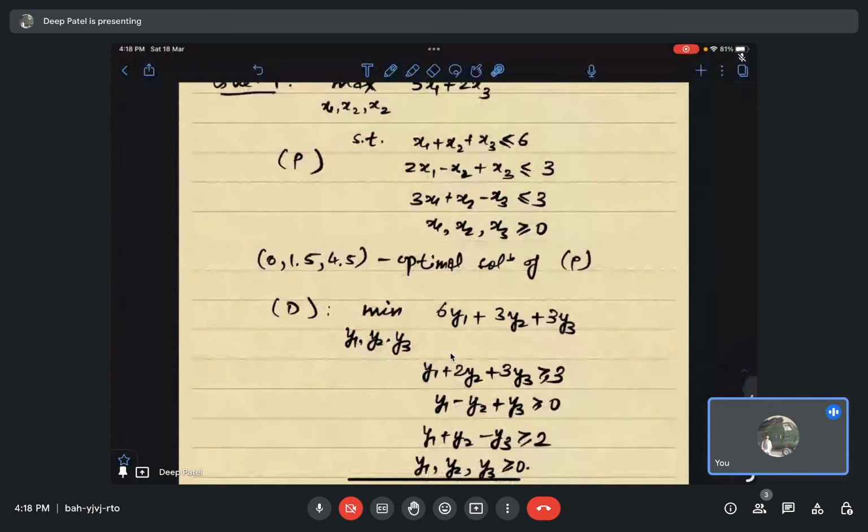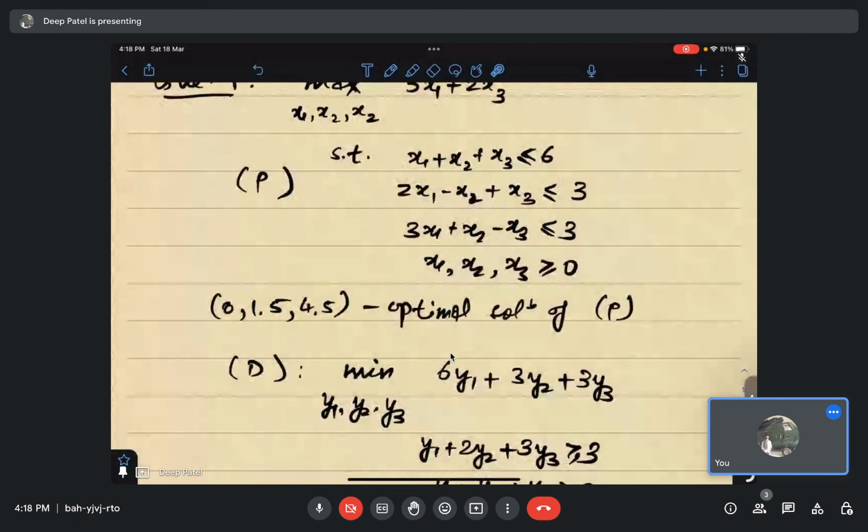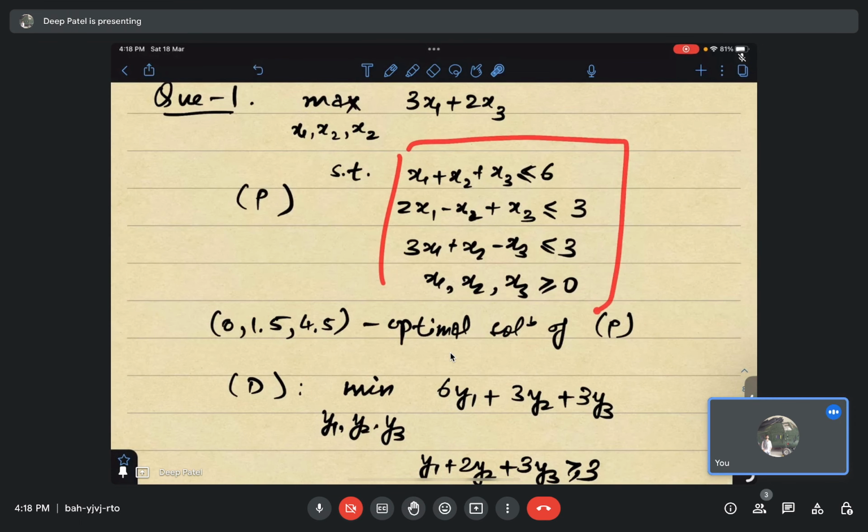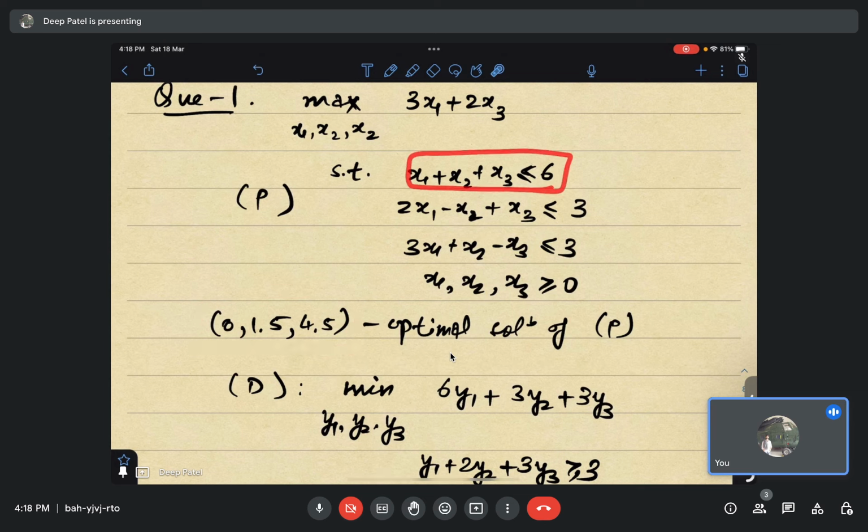So again we will focus on the constraints. The ones I'm highlighting with the red pointer are my constraints, and this is my optimal solution, 0, 1.5, 4.5. Clearly the first constraint is satisfied with equality, yes? 0 plus 1.5 plus 4.5, yes, it's equality. Now the second one: 2x1 minus x2 plus x3, so 0 minus 1.5 plus 4.5. That is also equality, right?